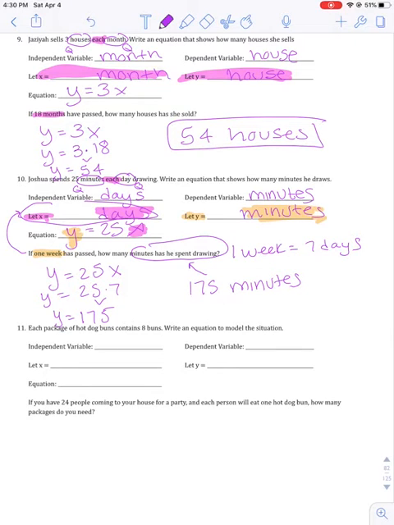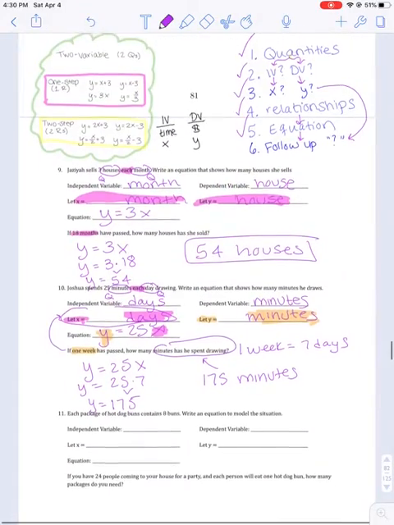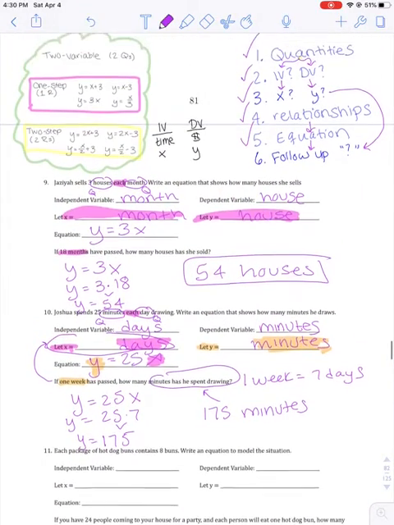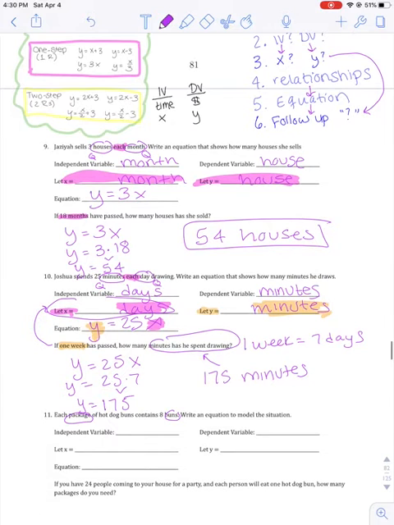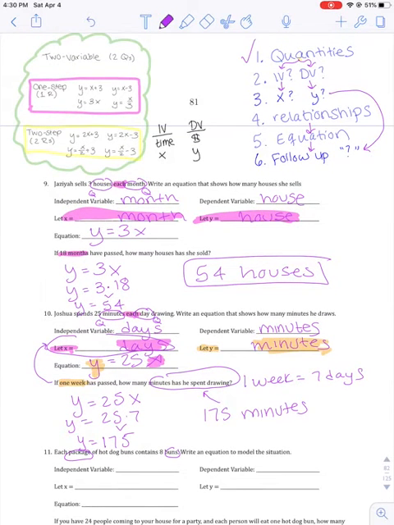Last one on the page. Please pause and come back when you're ready to go over it. All right, so here we go. Each package of hot dog buns contains 8 buns. Write an equation to model the situation. So I want to make sure we can see everything. Step 1 is to find our quantities. I see package, or you could say package of buns, whatever you want, and buns. So that's my quantities. One will be the independent variable, one will be the dependent variable.